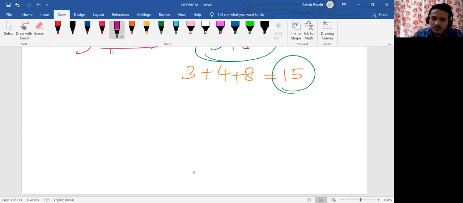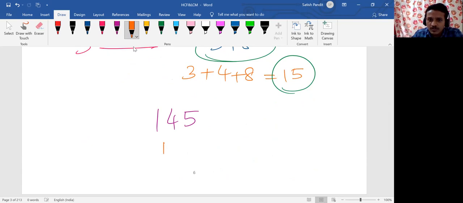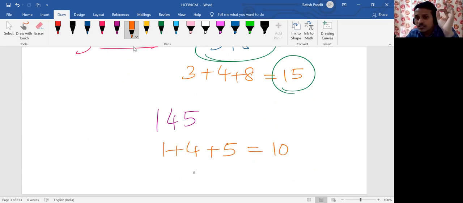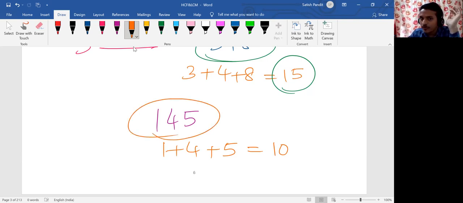Let us take another example. For example, if I have 145, the sum of the digits 1 plus 4 plus 5 is 10. Since 10 is not divisible by 3, the number is not divisible by 3. Hope it is clear.